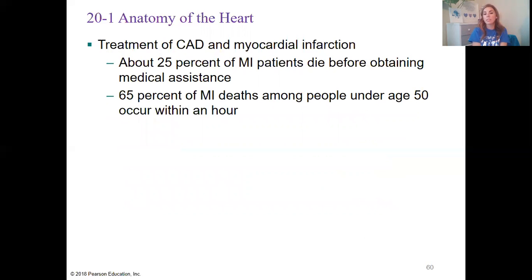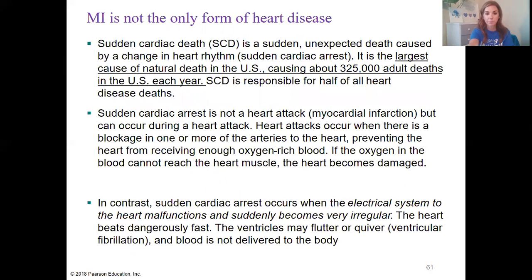Treatment. So 25% of these patients will die before they get medical assistance. 65% of these deaths will be in people under age 50 within an hour. So that is a huge statistic. It's kind of hard to swallow, but if you think about it, there are lots of things that can be done to prevent this. So really it is just about educating yourself, educating those around you, and doing all that you can in order to keep that heart as healthy as possible so that you don't become a statistic.